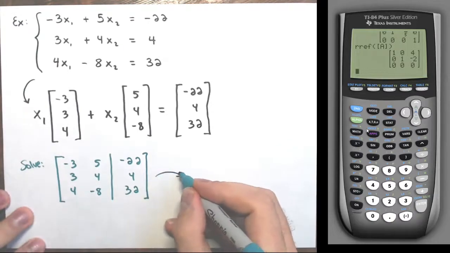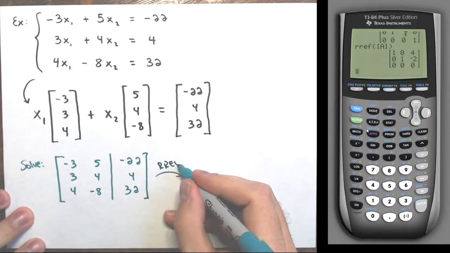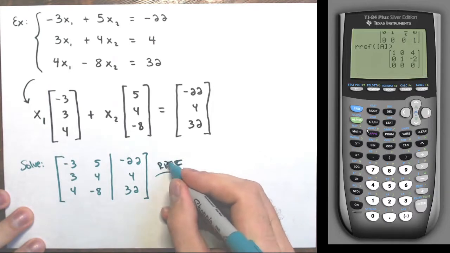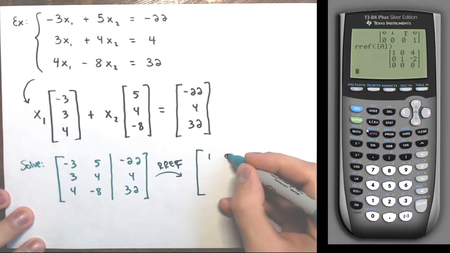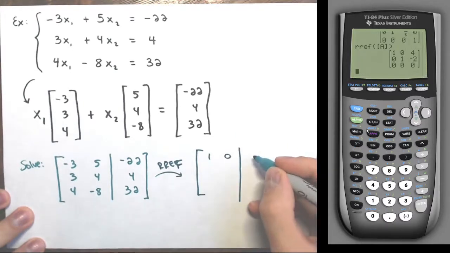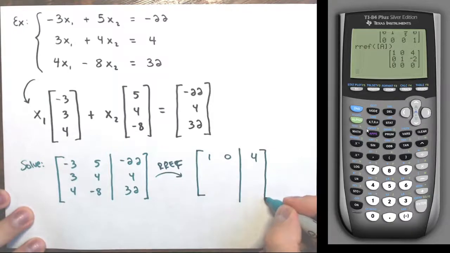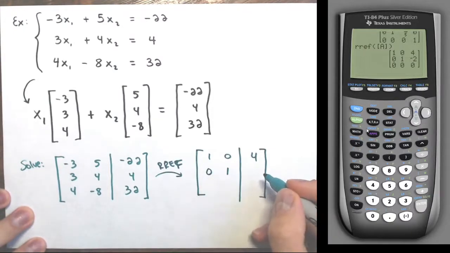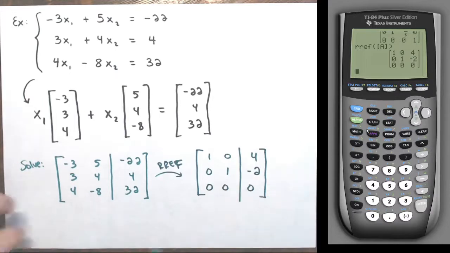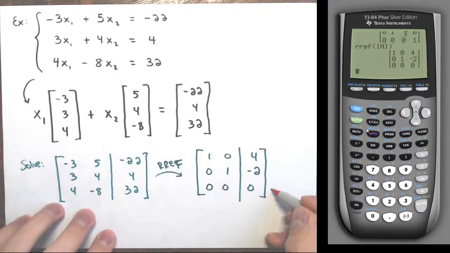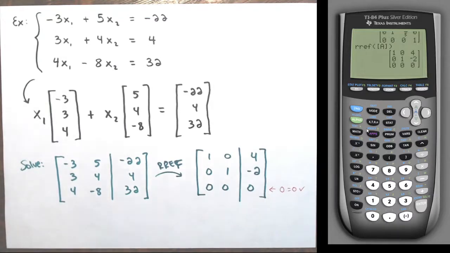So this in reduced row echelon form is the 3 by 3. You got 1, 0, and again where the bar is here is after the second column, 4, 0, 1, negative 2, and then 0, 0, 0. And again, that last row is fine. This implies that 0 equals 0, but that's a true statement. You can ignore that. That's always fine. So there is a solution here, right?